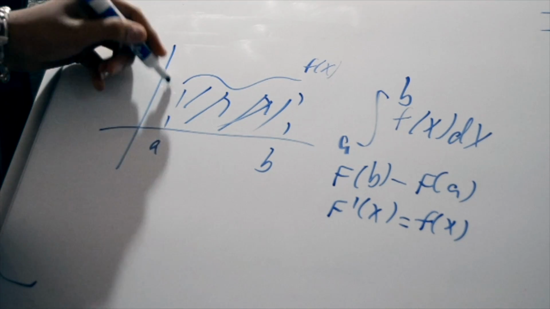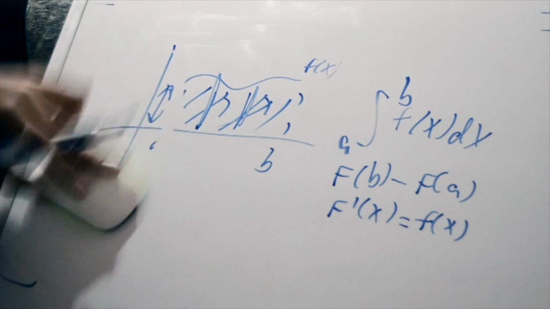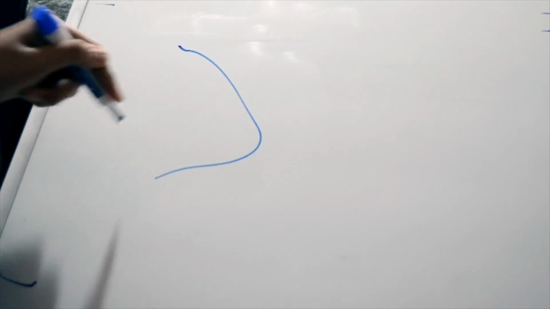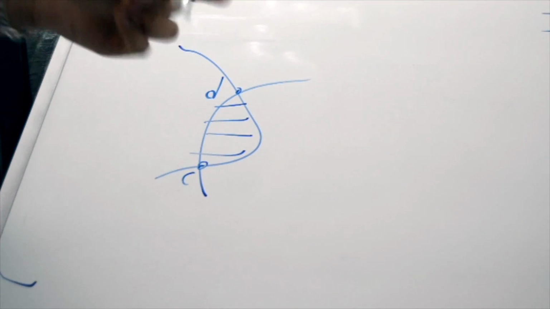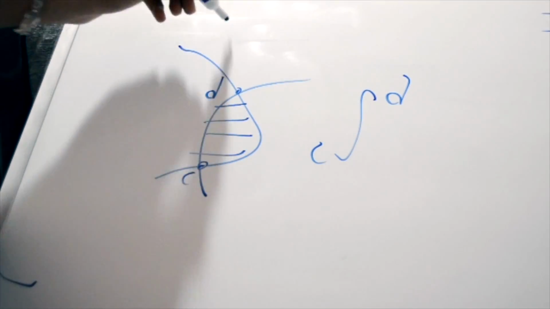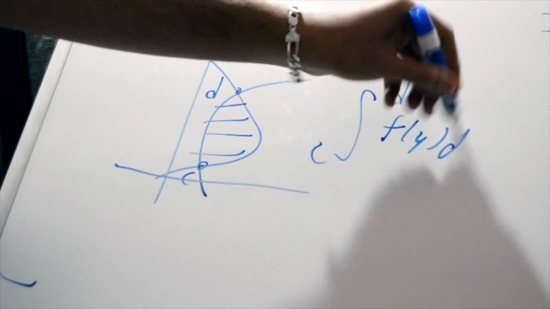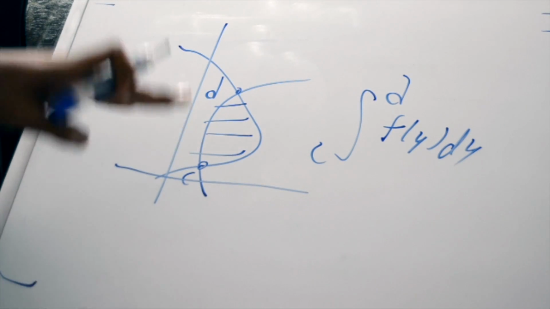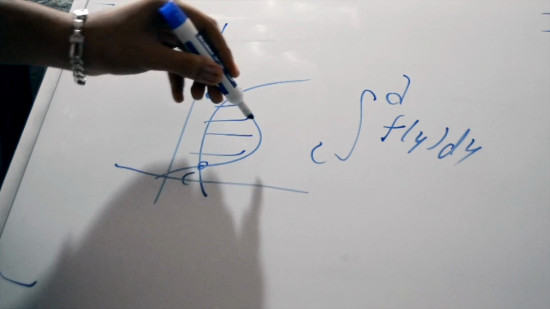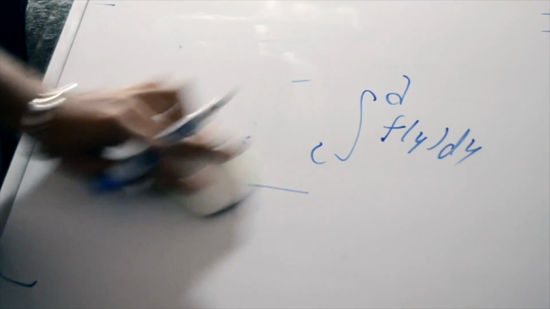Also, we're using rectangles like this, and I'll show you an example right now. If the rectangles were like this, and you would have C here and D here instead of A and B, you would have to integrate f of y dy with respect to y, and go from C to D, from down to up. You would use horizontal rectangles instead of up and down with respect to x. And we keep on going.